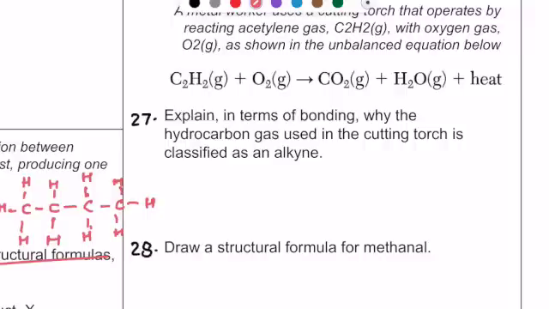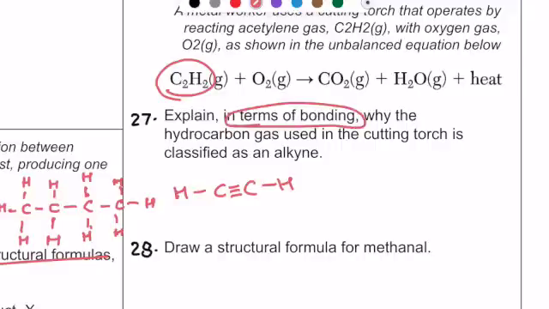Moving on, explain in terms of bonding why the hydrocarbon gas used in the cutting torch is classified as an alkyne. We are talking about this thing right here. When we draw this out, we only have 2 carbons and 2 hydrogens. Because each carbon must have 4 bonds, we should have a triple bond. So when you answer this question in terms of bonding, you'll say there is a triple bond between carbon atoms.